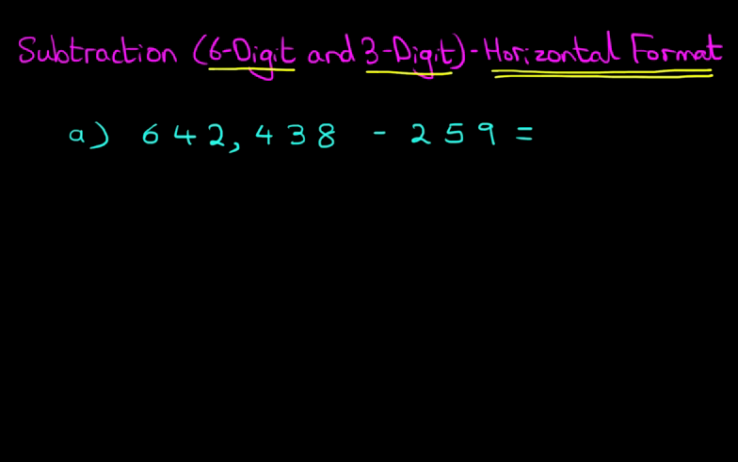Now the simplest method to answer a question like this, if we are not going to use the vertical format, is to start with the number we are subtracting. So we have to add a number to this, the smaller number we are subtracting, to make it equal to the larger number we are subtracting from.